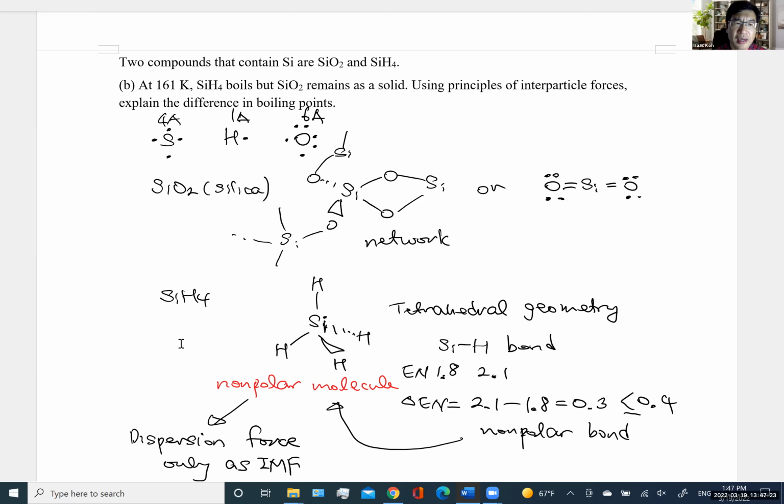Let's draw silicon dioxide. It is called silica. Silica forms a network, with silicon and oxygen connected together in a large network, like graphite. Graphite is pure carbon, but the carbon atoms are all connected to each other with covalent bonding, forming a network.